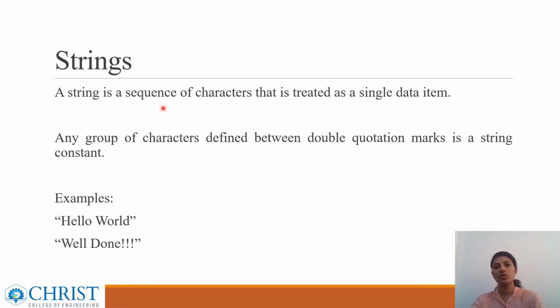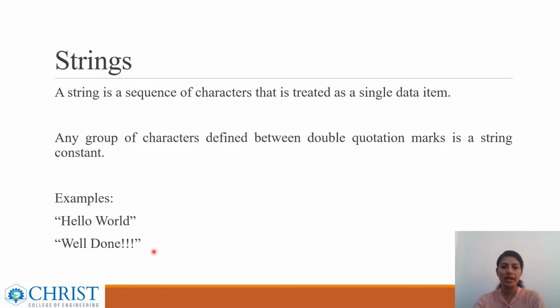So first we'll look at what a string is. A string is a sequence of characters that is treated as a single data item. Any group of characters defined between double quotation marks is a string constant. So here we have two examples. The first one is Hello World, which is written between two double quotation marks. That is an example of a string.